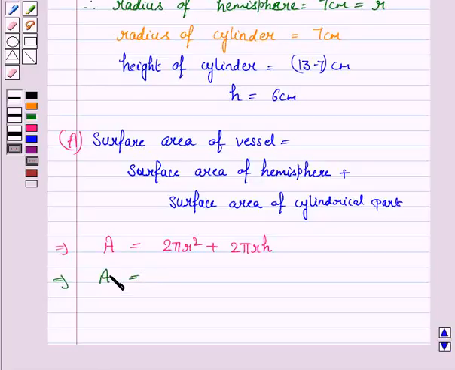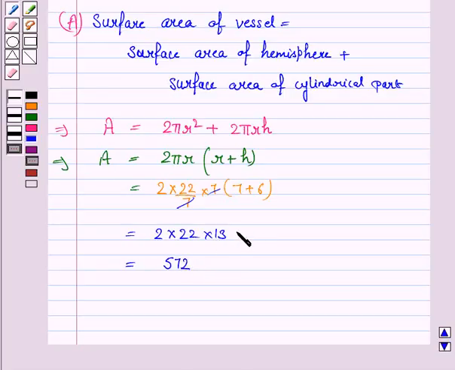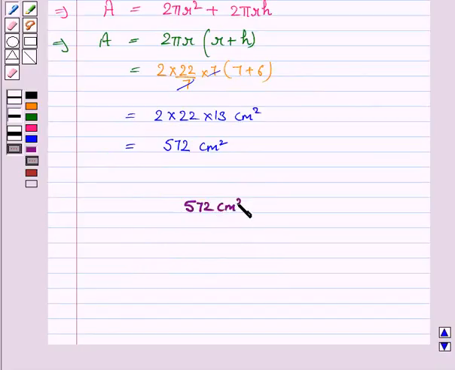So we have A is equal to, taking 2 pi r common, 2 pi r into r plus h. Now pi is 22/7, radius is 7 centimeter, height is 6 centimeter. This is again equal to 2 into 22 into 13. So this is equal to 572. And the unit of the surface area is centimeter square. Hence the required answer is 572 centimeter square.